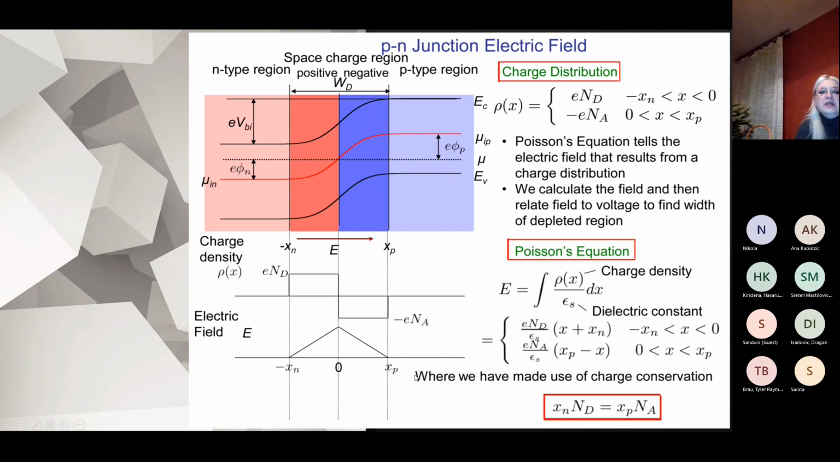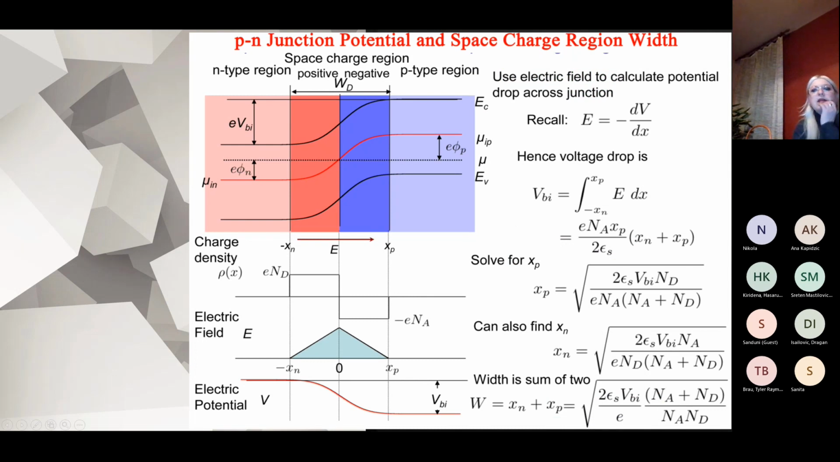And for calculation of the thickness of the depletion zone, we also use charge conservation, which says that the thickness xn times the number density of the donors must be equal to the position xp of the depletion zone times the number density of the acceptors. And now we're going to see how.